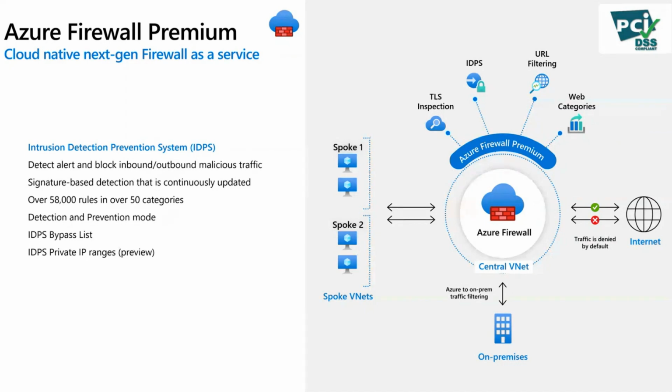Now, if you do have some trusted environments where you don't want to run IDPS inspection, then there is a bypass list that you can configure and just bypass those IPs from IDPS inspection. And I will talk about the private IP ranges when we look at the portal, but there are rules.